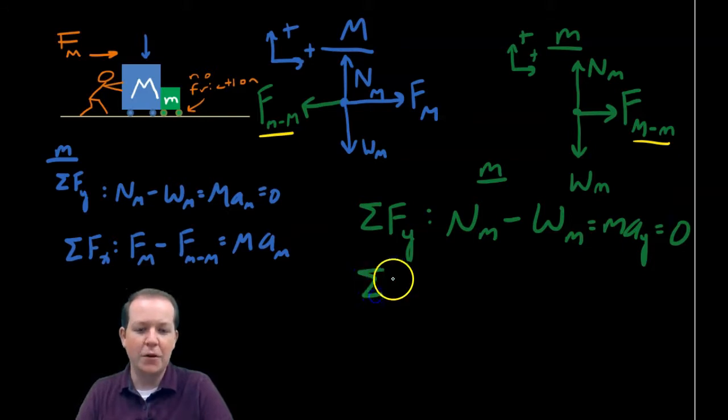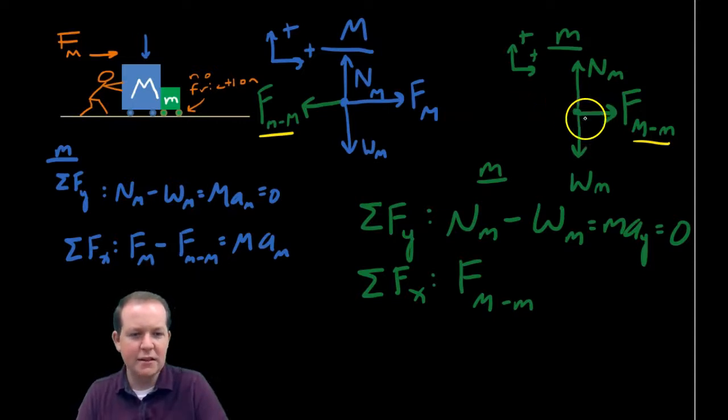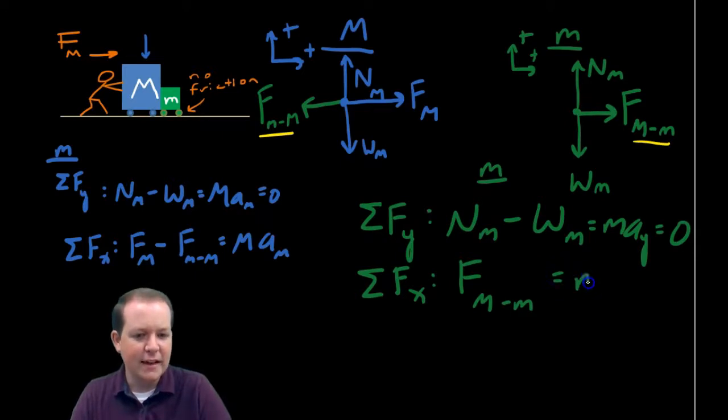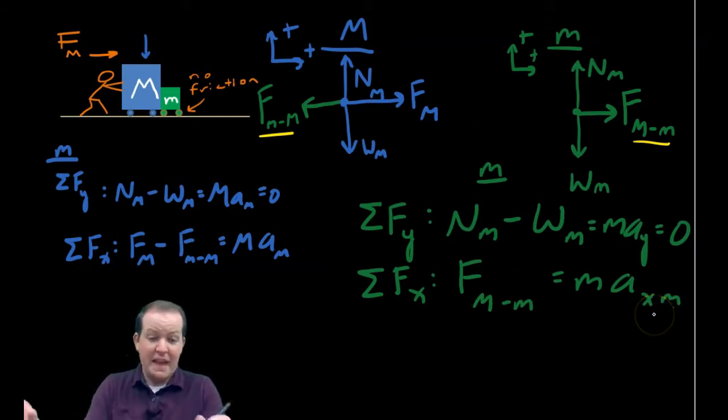The sum of the forces in the x direction? Well, I have this force, F big M to little m. Any other forces on this? Remember, there's no friction. That's it. There are no other forces acting horizontally. So that's equal to little m times the acceleration in the x direction for little m. So there, that's me setting it up.